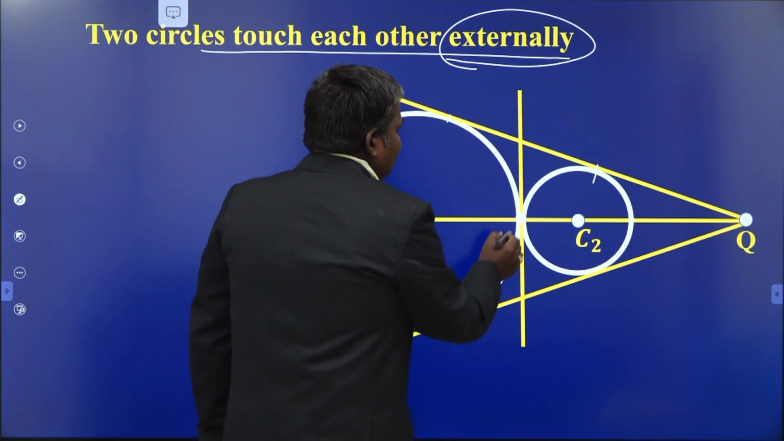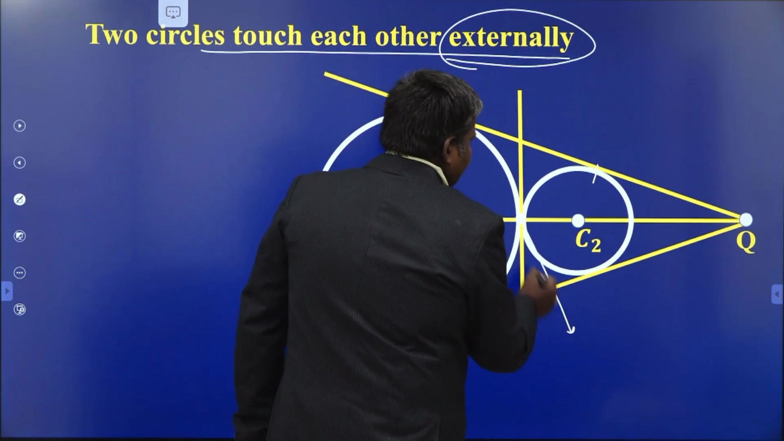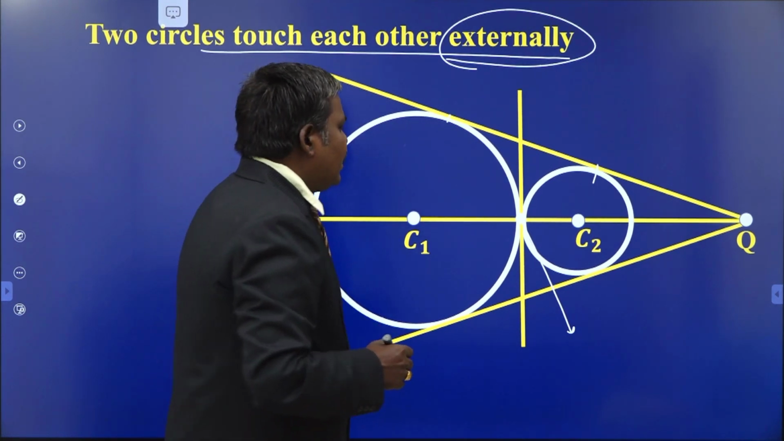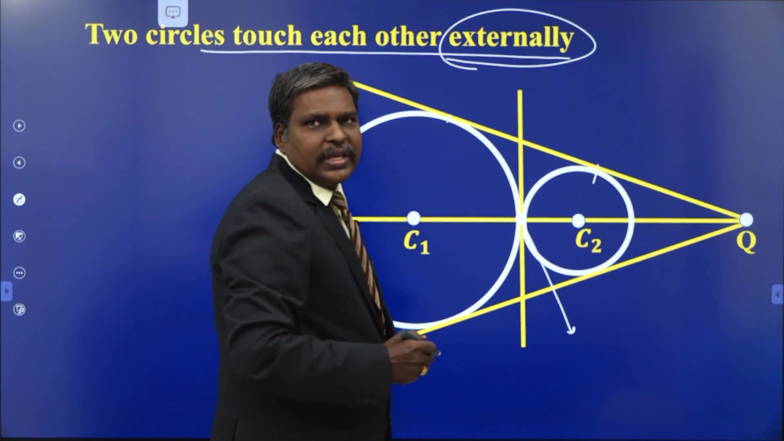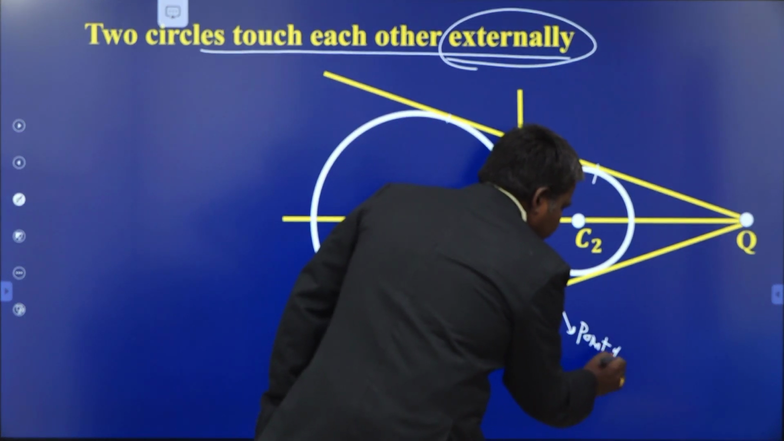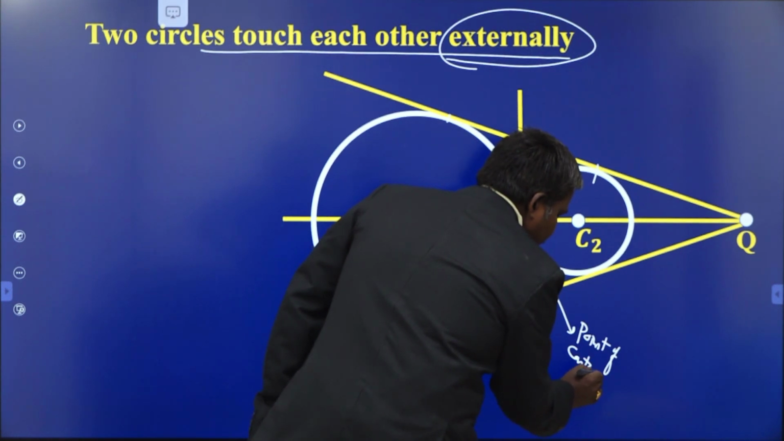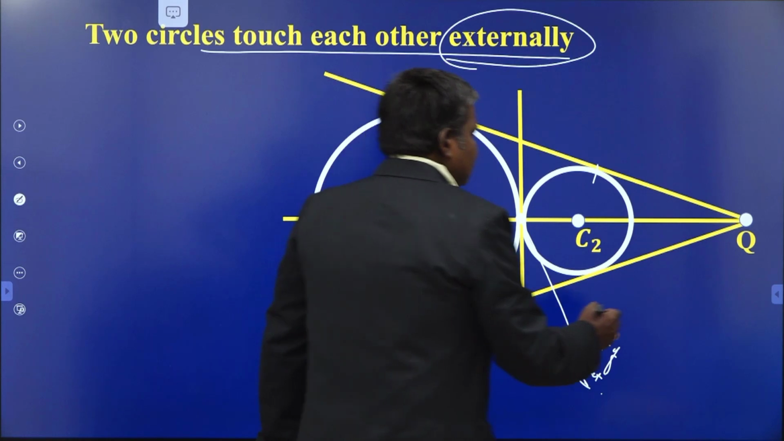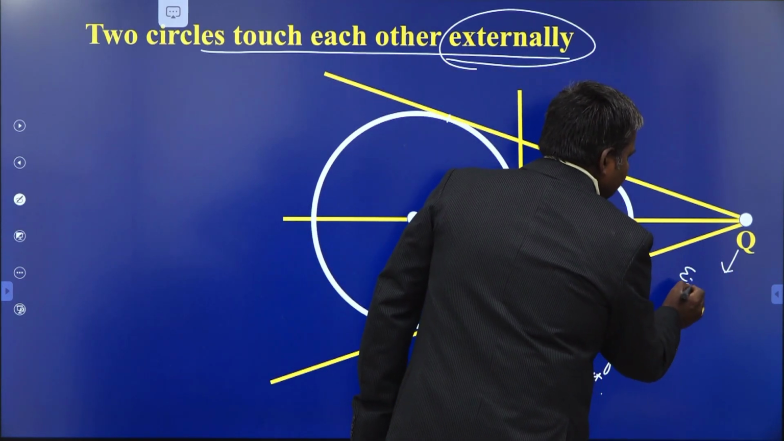This point is called what? Point of contact. Actually, this is the internal center of similitude. In this case, this is called the point of contact of these two circles. This is called the point of contact of two circles. This is the external center of similitude.